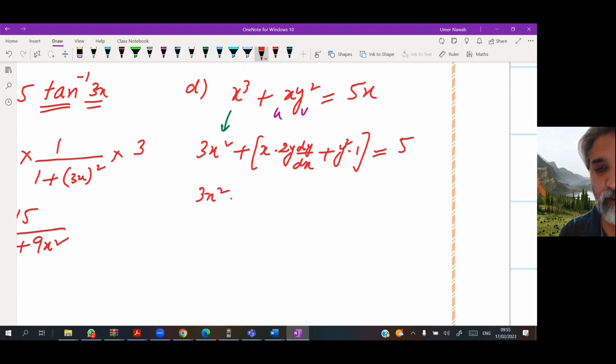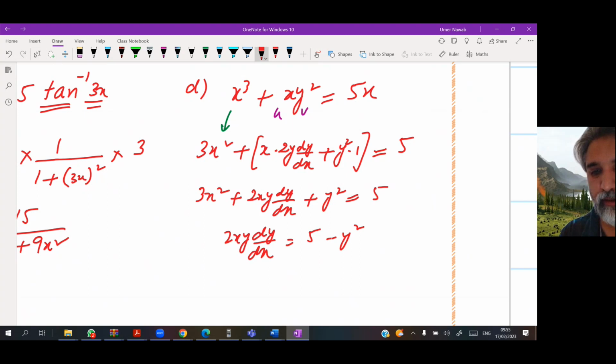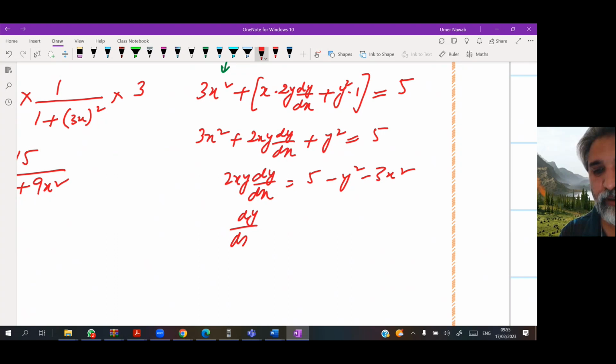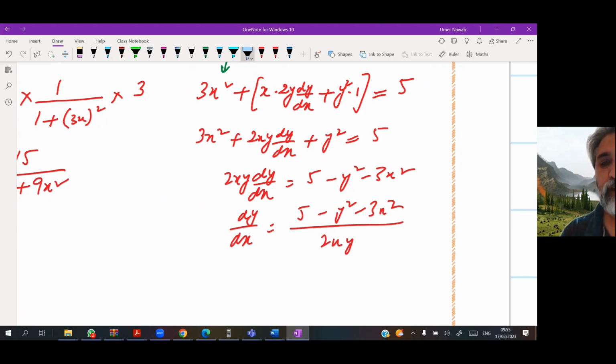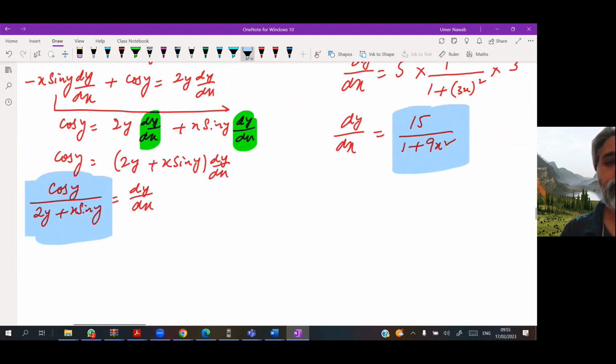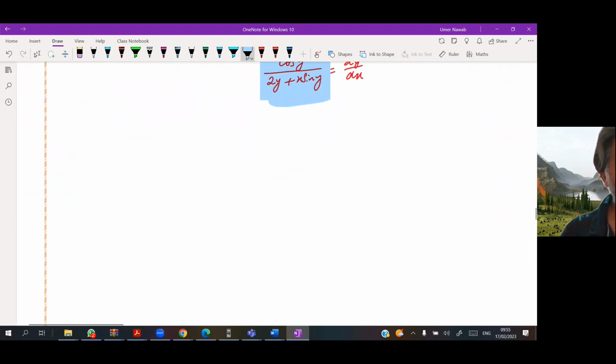The derivative of 5x is 5. So 3x squared plus 2xy dy by dx plus y squared is equal to 5. Keep the dy by dx term here on the left and send the remaining terms to the right hand side. Now 2xy was multiplying. I want to isolate dy by dx. So 5 minus y squared minus 3x squared over 2xy. That's the final answer for this. Now I'm shifting towards E part.